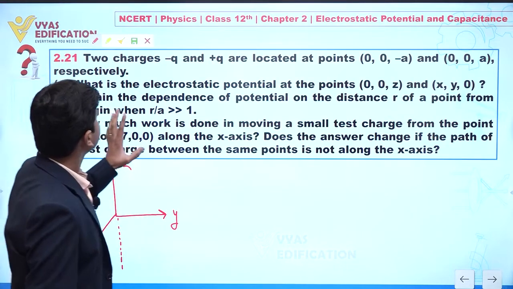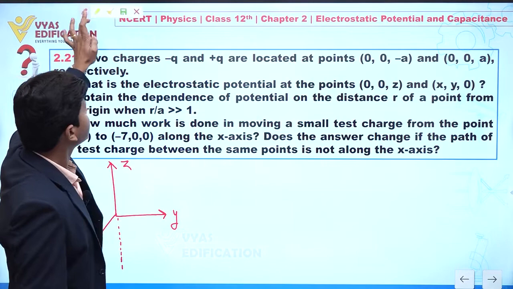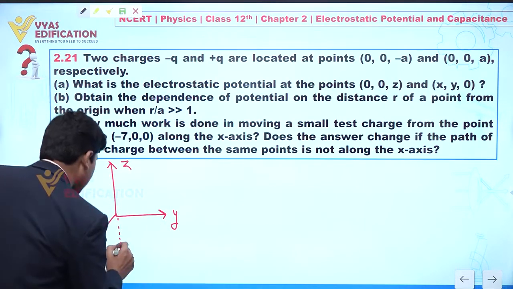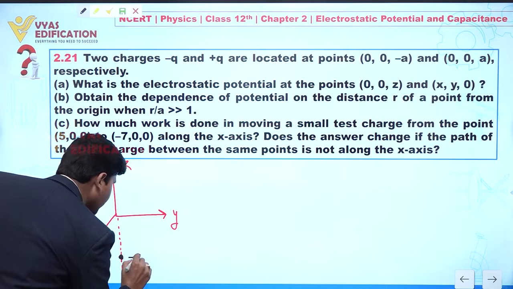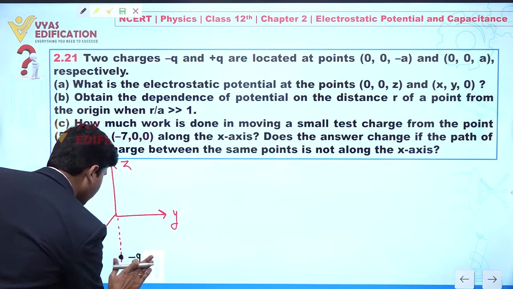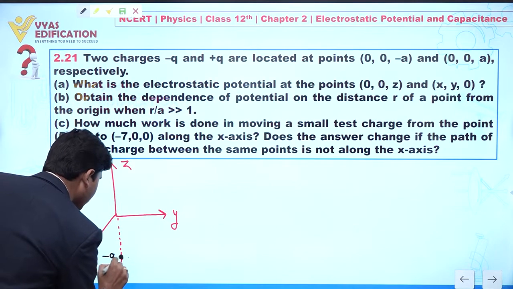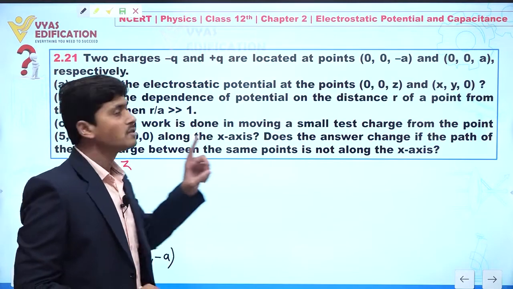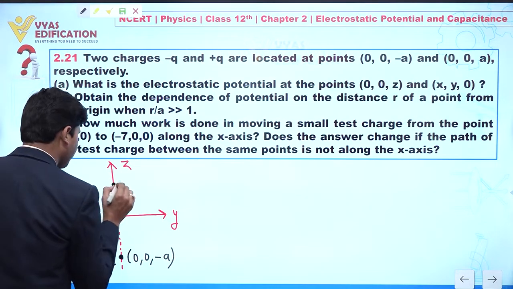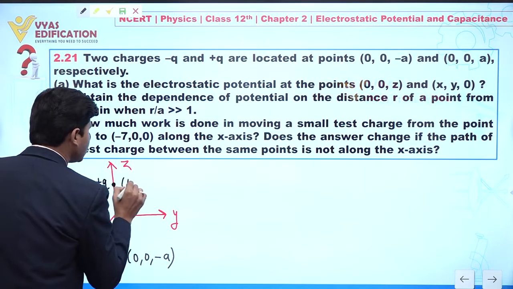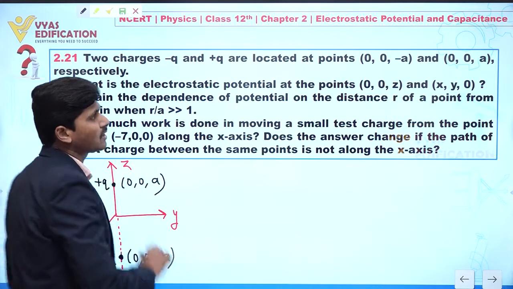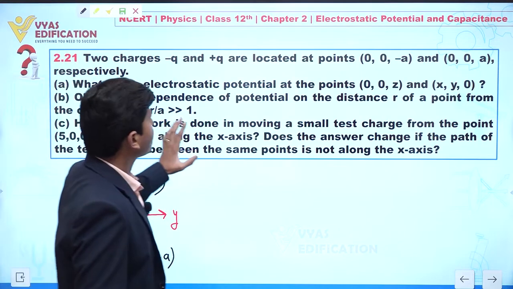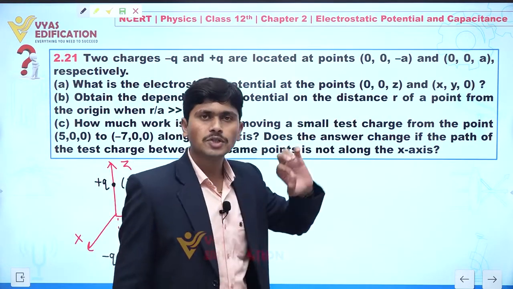Now it is given two charges minus q and plus q are located at points (0, 0, minus a). Here we have charge minus q, and its position is (0, 0, minus a). The second position is this one, where we have charge plus q at (0, 0, a). Now in this question our objective is to calculate the electrostatic potential at point (0, 0, z).